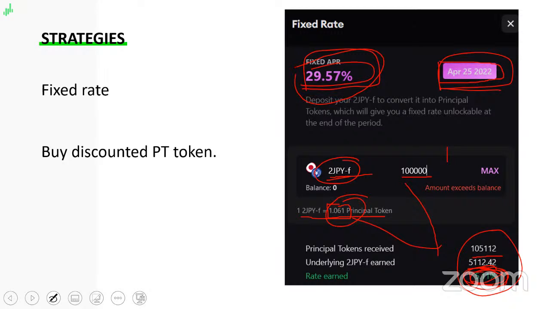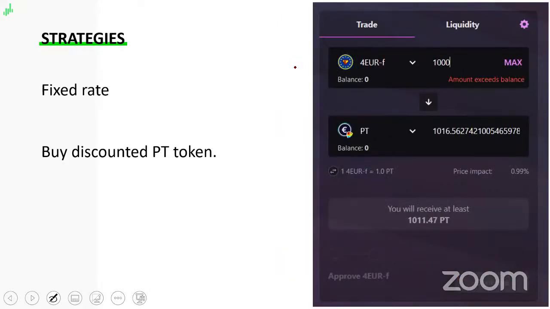Then, as I said, you can go to the exchange directly. So again, I will show you on the application: you go on trade. So here you can see that I can exchange, I took the example of euros, 1,000 for euros. So it's almost 1,000 euros for 1,016 PT token.